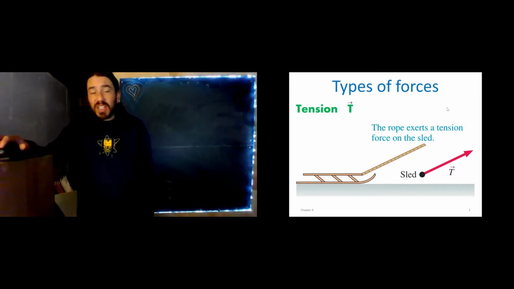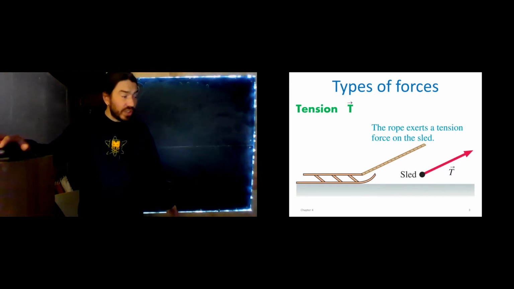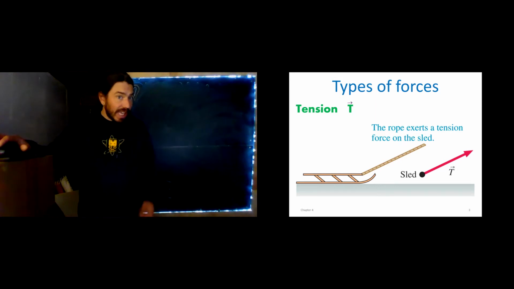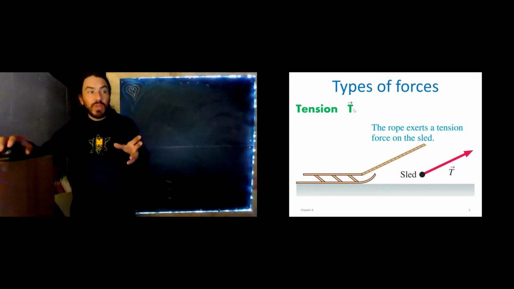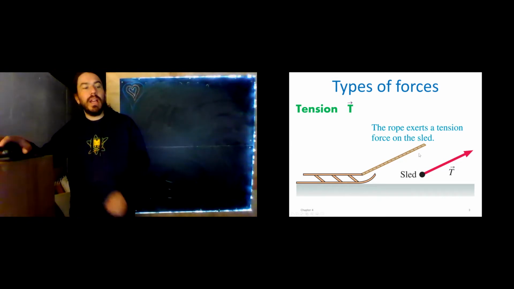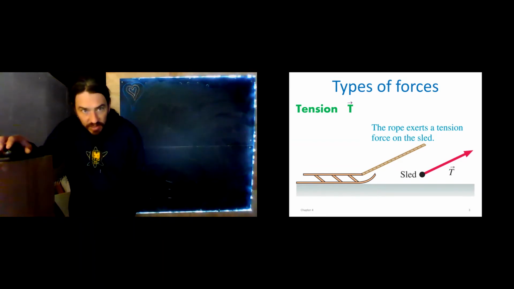Tension. Tension is the force that a rope exerts on an object. And tension can only pull. You show me a rope that can push, and I will show you a stick. So tension, we use a T to represent tension, a capital T. And it is the force that a rope exerts, again. So in this case, we see a sled being pulled by a rope. It is the tension force that is exerted on the sled.